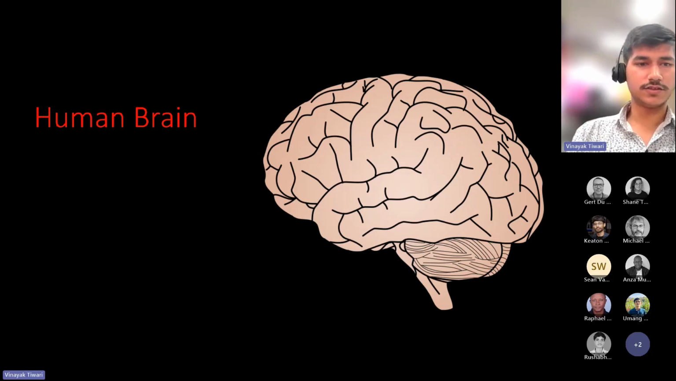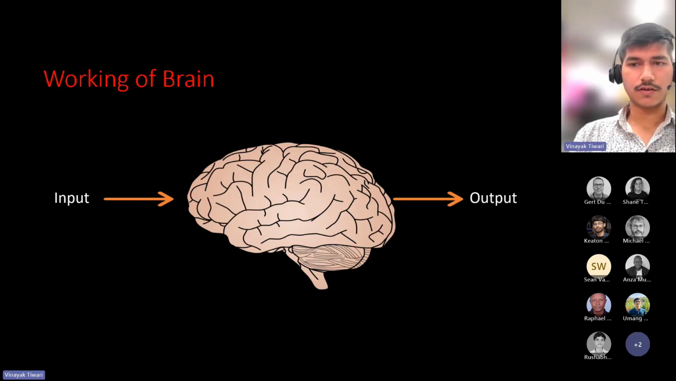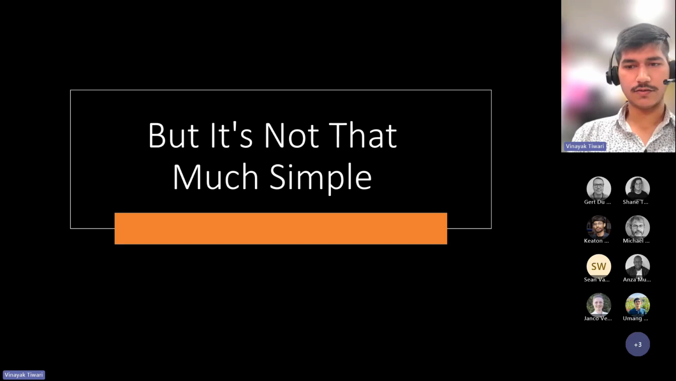So as you all can see, this is the picture of the human brain. So let's see how the human brain works. So this is the picture of the working of the human brain. Most people think about how it works. It looks like this. It takes the simple input, the brain will process on it and give the output. But it's not as simple as you think.